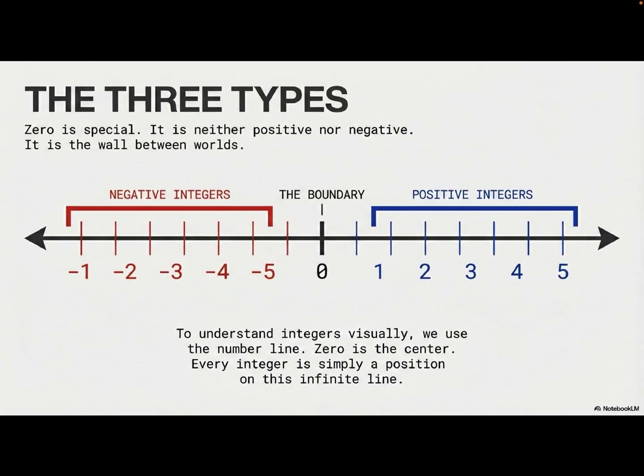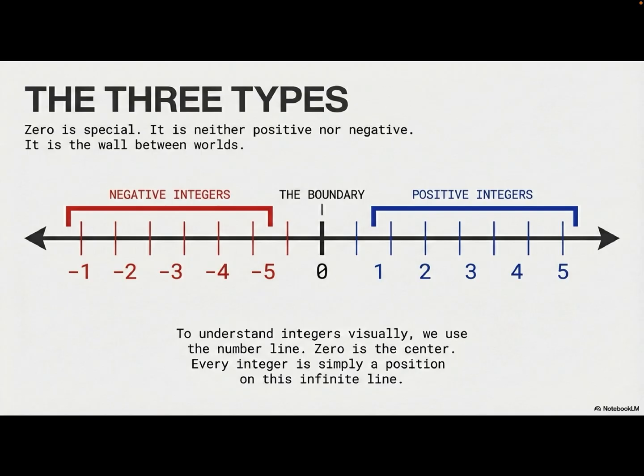Types of integers. Positive integers are 1, 2, 3, 4, and so on. Negative integers are -1, -2, -3, -4, and so on. 0 is special. It is neither positive nor negative. It is the boundary between both worlds.